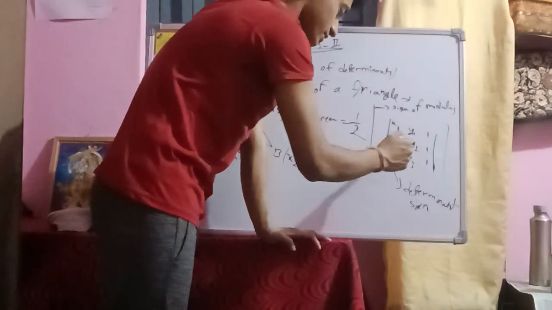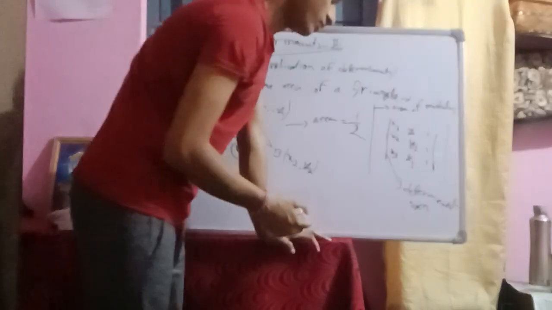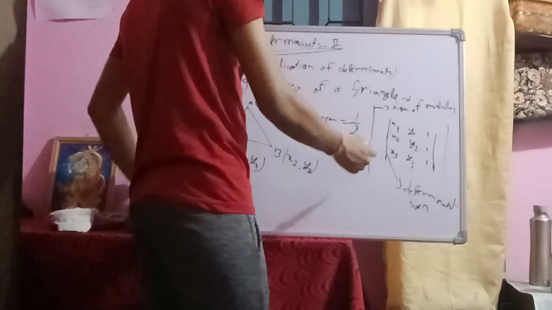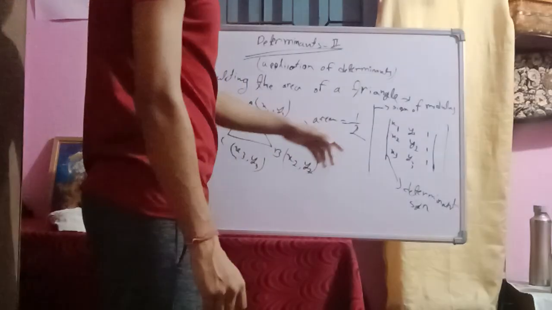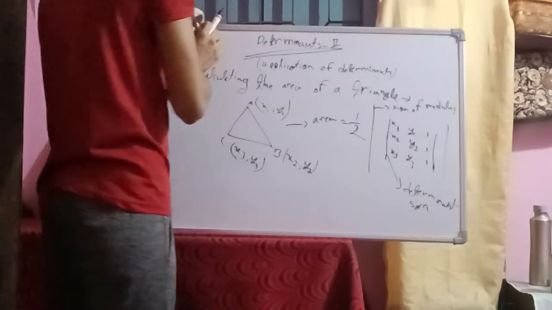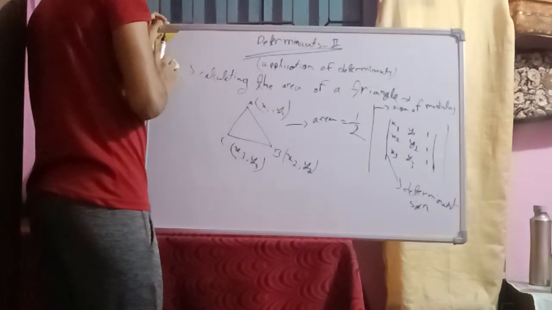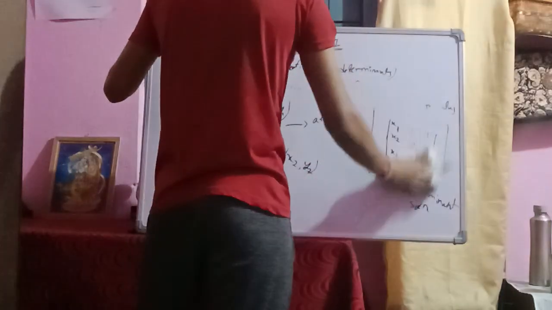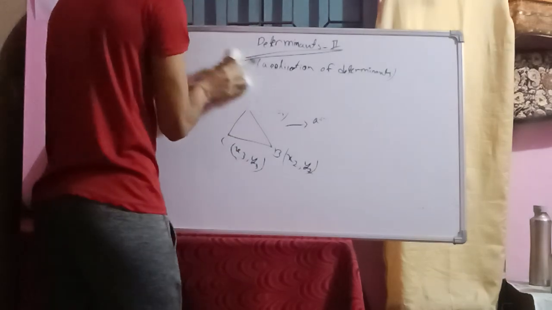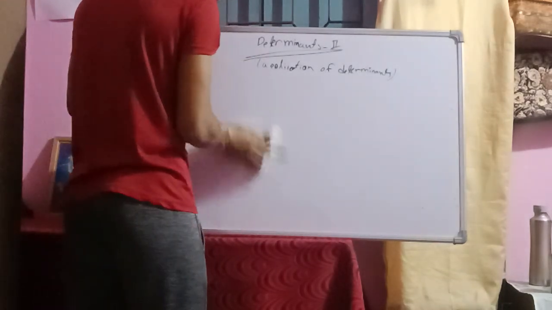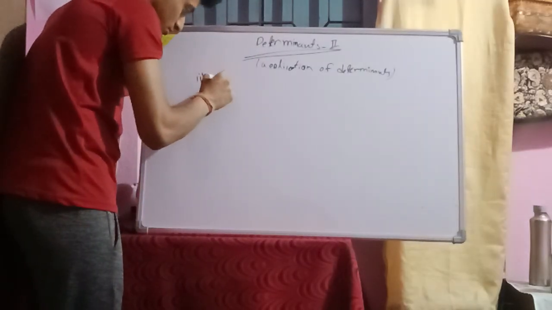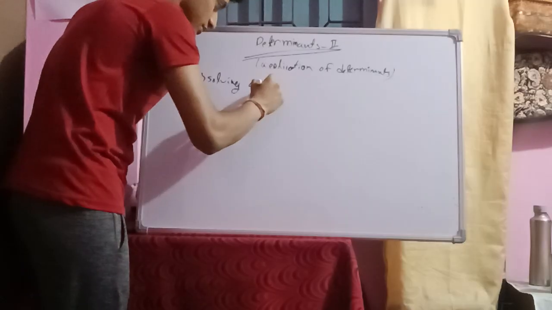You would have to calculate this determinant and take the modulus of it, because there is a possibility of negatives as well. The modulus function would turn that into a positive, and then we multiply that by 1 over 2. This is the first application of a determinant. The second one we'll be talking about today is solving a system of equations.